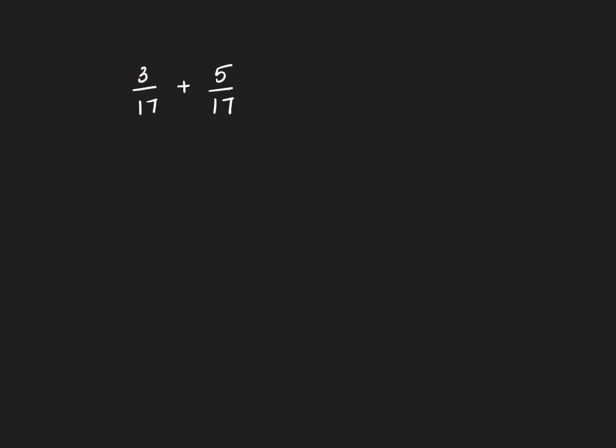We have 3/17 and 5/17. Well, you would have noticed here that the denominators are the same, so the denominator stays the same, and we just add the numerators. 3/17 and 5/17 make 8/17.